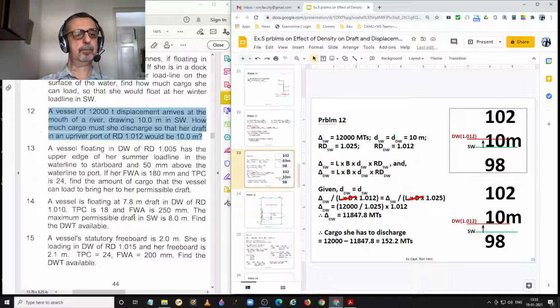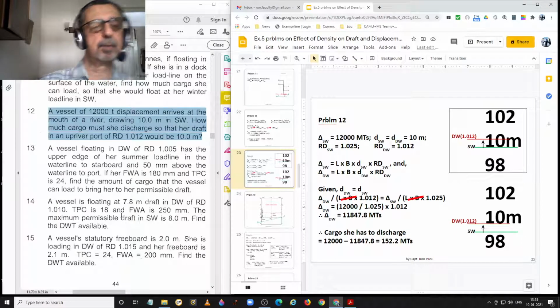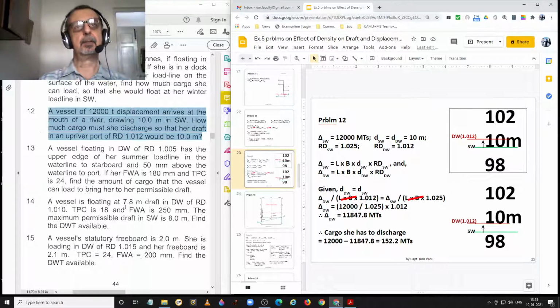Problem 12. A vessel of 12,000 metric tons displacement arrives at the mouth of a river, drawing 10 meters in salt water. How much cargo must she discharge so that her draft in an upriver port of relative density 1.012 would be 10 meters? So here once again we note that she comes at the mouth of the river from the sea and she is at a draft of 10 meters in salt water.